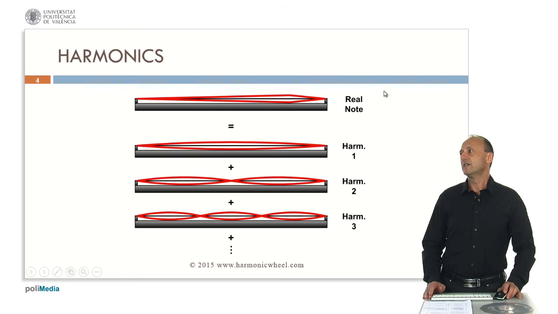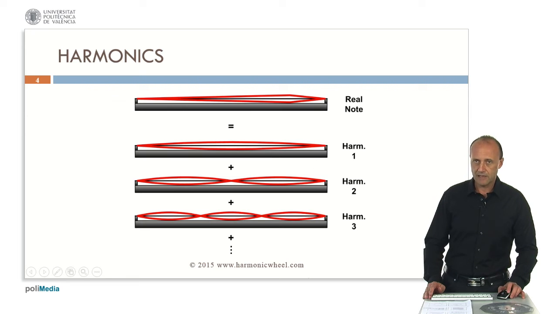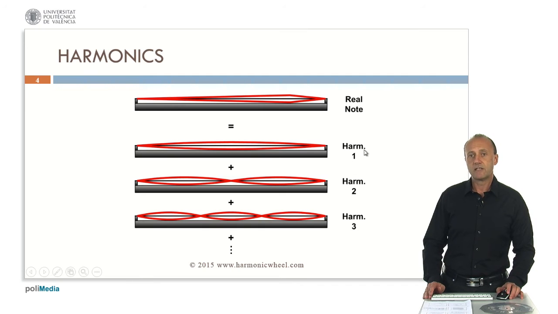Here you can see the real note and its decomposition into a sum of infinite harmonics. The harmonic one is called fundamental, and it has a lobe size which is the same as the real note. It means that the pitch of harmonic one is the same as the real note. The other harmonics have lobe sizes which are smaller than the real note. This means that these harmonics have pitches higher than the real note.